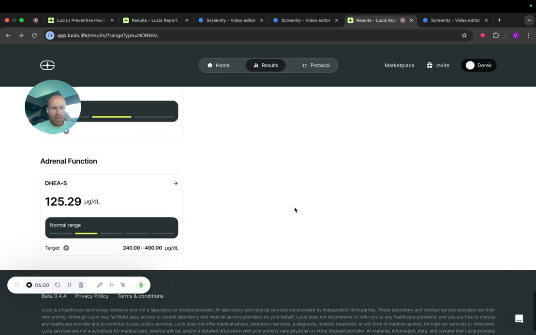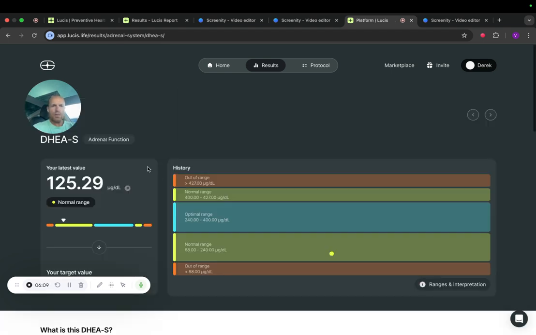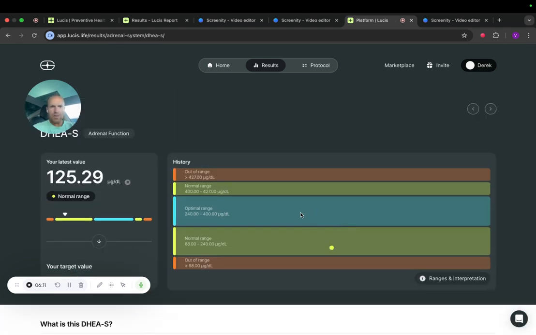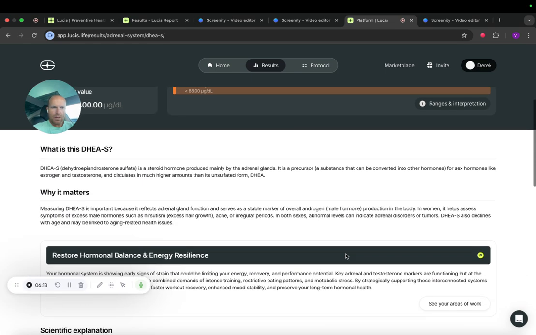My DHEA is a little bit low, and this is more than likely again due to that mold toxicity I just mentioned before. And again, with each of these, in this one you can see that optimal range as well. So the normal is here to here, and then the rest is a bit lower.